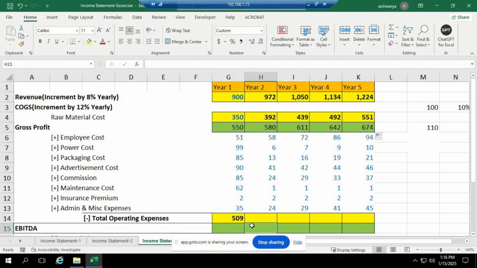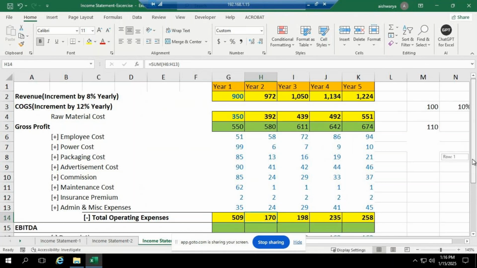Now here you will get the total operating expenses. How to calculate this? In the same way, you just drag it over here, and automatically it will be calculated like that.